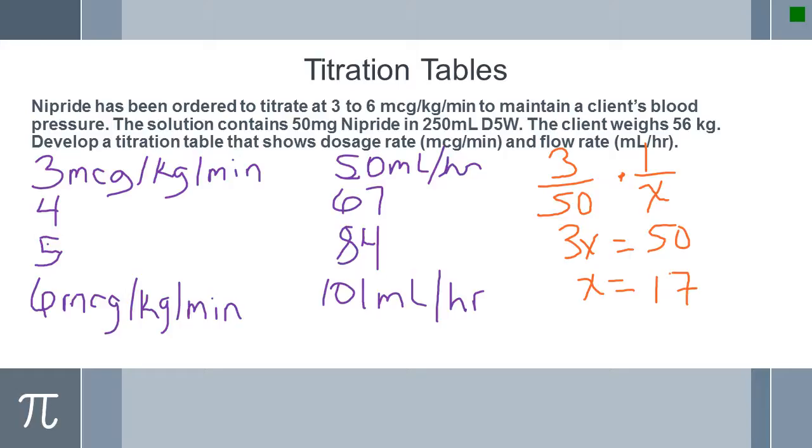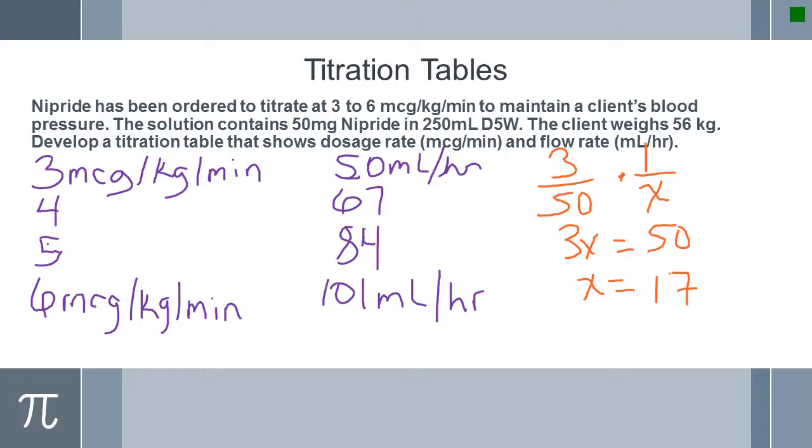So I'm going to erase all of that so that we can put our table together. We've got 3 to 6 micrograms per kilogram per minute. So 3 is our low, 6 is our high. And so we're going to assume we're going up by increments of 1. So we've got 3 micrograms per kilogram per minute. Then we're going to do 4, 5, and we figured up 6.